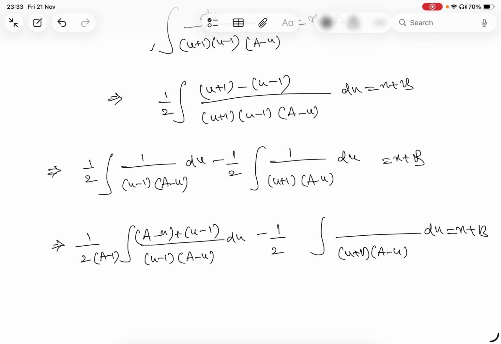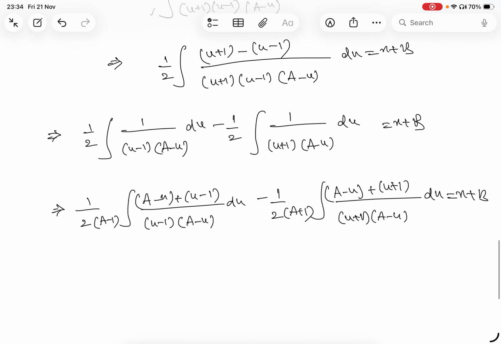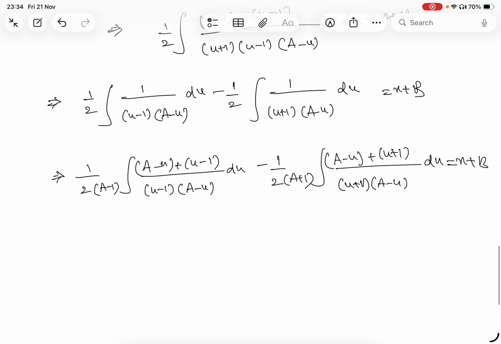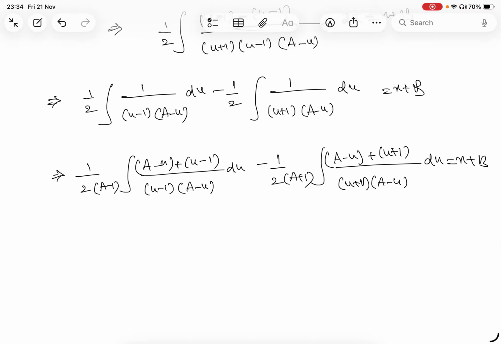Now, as you can see here, we are going to do the same trick, a minus u plus u plus 1. Now, u minus u will get cancelled and you will get an extra term of a plus 1 in the numerator, which is a constant. So, divide it by a plus 1. Fine.